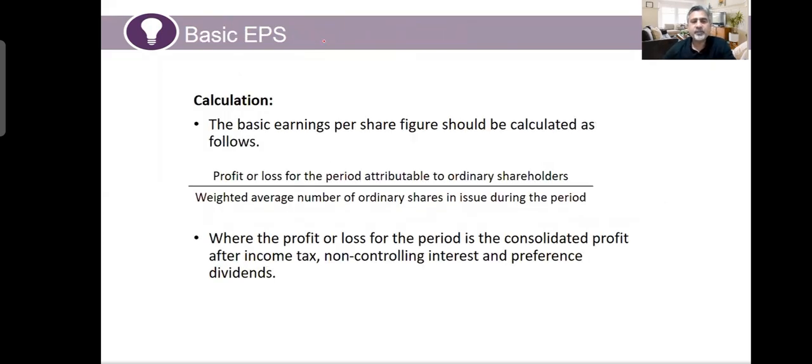Calculation, how do we do? The formula for EPS, the basic EPS I'm speaking about: profit or loss for the period attributable to ordinary shareholders, which means your profit after tax, which means interest has been paid out, preference dividend has been paid out, divided by the weighted average number of ordinary shares. This is the important word, because not only the number of shares, but weighted average number of shares.